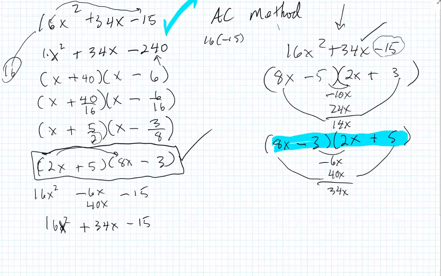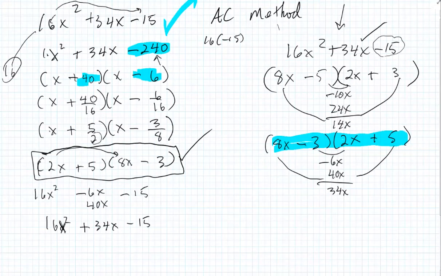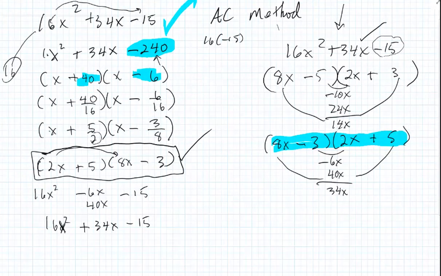The only possible hang-up is right here when you have to come up with these two numbers whose product is a negative 240 and whose sum is 34. That's because sometimes in the AC method you get a large number over here, and that requires more analysis, more checking, and to make sure you get the right numbers. But you can compare the two methods, so make your choice.